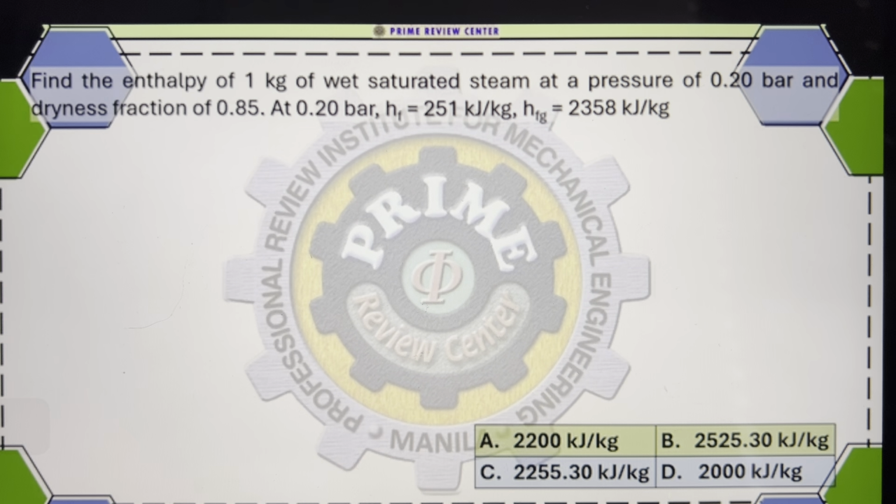Okay, so another problem from our discussion, basahin ko lang. Find the enthalpy of 1 kilogram wet saturated steam at a pressure of 0.2 bar and dryness fraction of 0.85. So at 0.2 bar, HF is 251 kilojoule per kilogram, HFG is 2358 kilojoule per kilogram. So pag naghanap ng enthalpy for a wet saturated steam, we simply use yung equation ng wet mixture, which is HF plus X HFG. So meron kang HF, given yon, tsaka HFG, at binanggit pa yung dryness fraction, which is yung X. So this is simply direct sum.